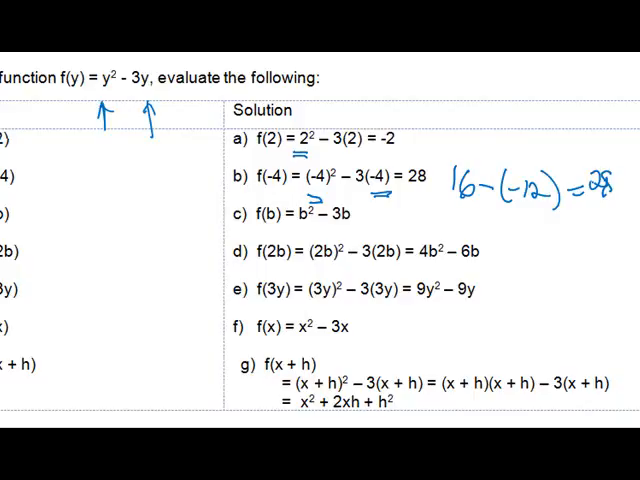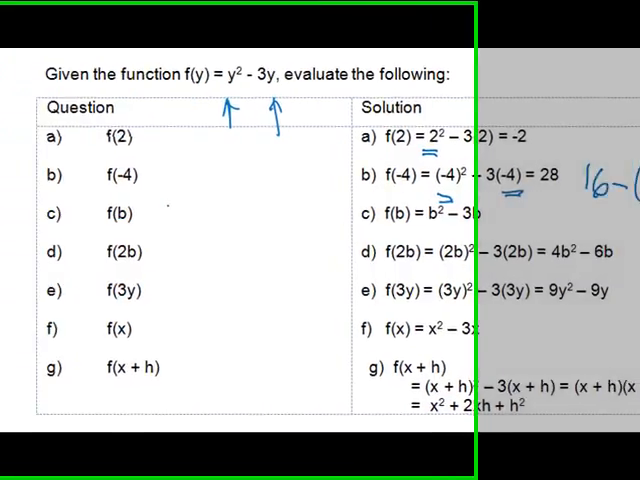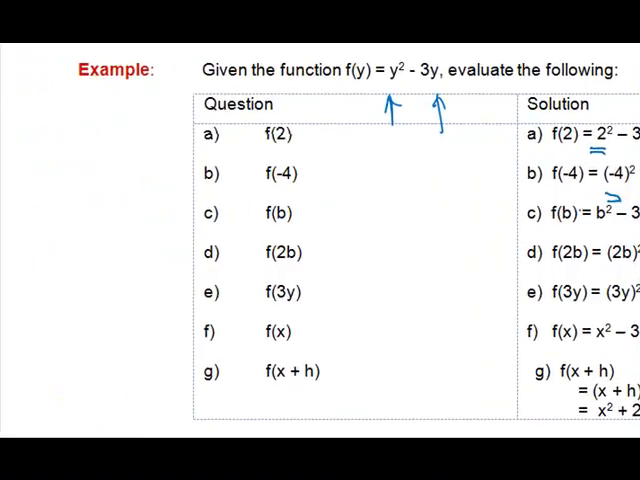Moving on to the next, f at b. So what I want to do is do f at b, and so I'm going to substitute in b every place I see the variable. This might seem a little silly in this particular example, but it's because we're moving on to something. So to do f at b, we put b in for the y, and that gives us b squared minus 3b. Fairly straightforward. Now let's move on to f at 2b. Remember, what that means is we're going to substitute in 2b every place we see a y.